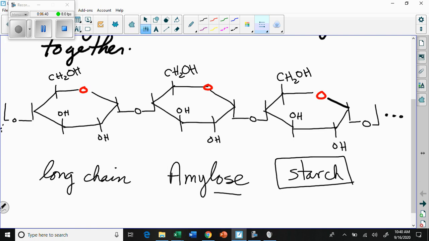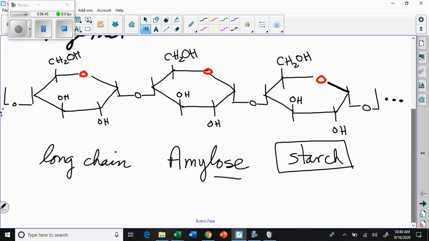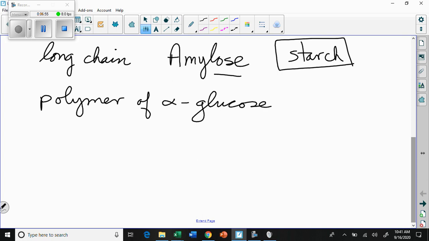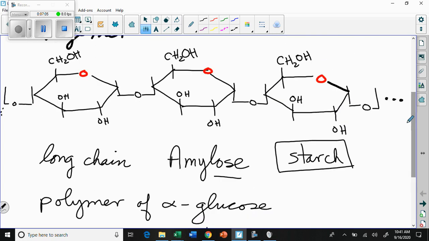So the thing to notice about amylose is that it is a polymer of alpha glucose. So let's write that underneath. It's a polymer of alpha glucose only. And so it contains only alpha linkages. And if you look back at the picture, you can see that the linkages we drew were the alpha linkages, right? Same side holding hands. So that's amylose, plant starch. And it typically forms very long chains.